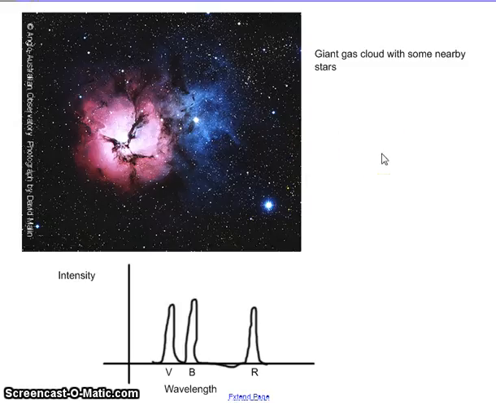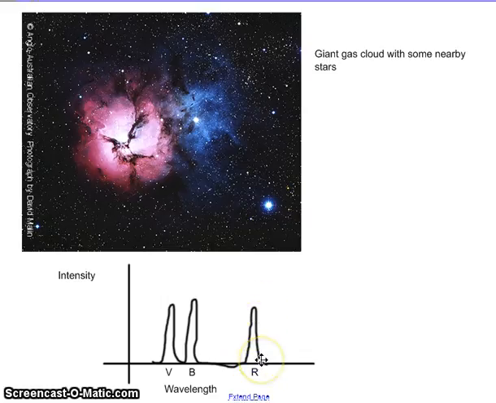Here's a giant gas cloud with some nearby stars. You see some background stars there, but this giant gas cloud here is lit up. It's a set of gases out in space. And notice here, the intensity versus wavelength. There are only a few colors that are being shown here, and to my eye, I'm seeing some violet. And I'm seeing some blue. I'm not seeing much of anything else, and I'm seeing some red in there as well.